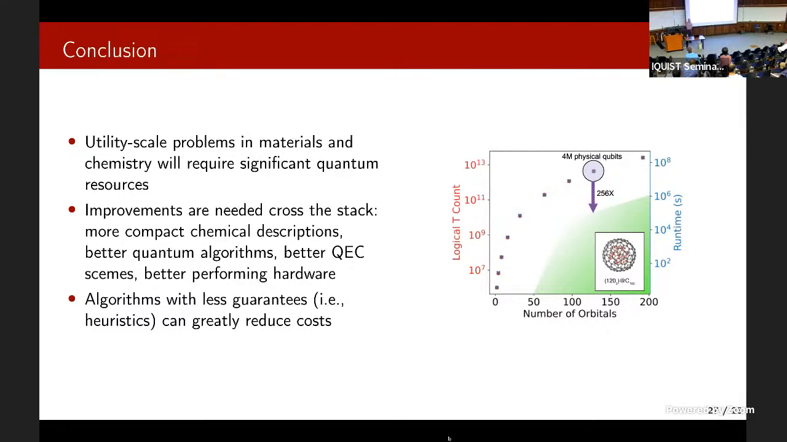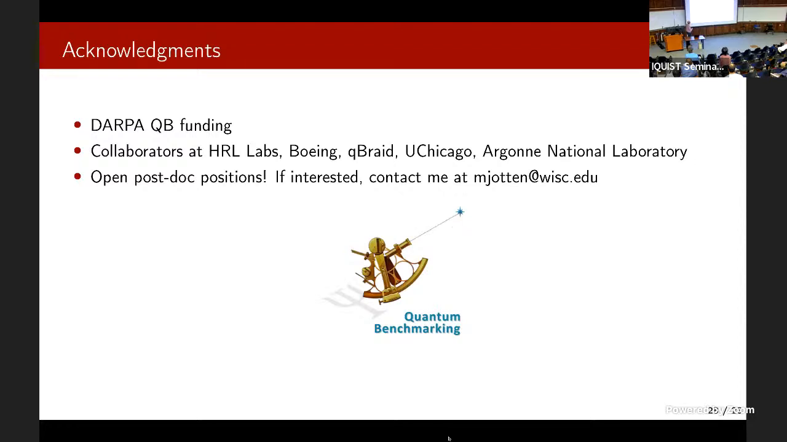So to summarize even more succinctly, there's a lot of research that needs to be done, and that's why I'm still in the field, because I think we can get those numbers down.